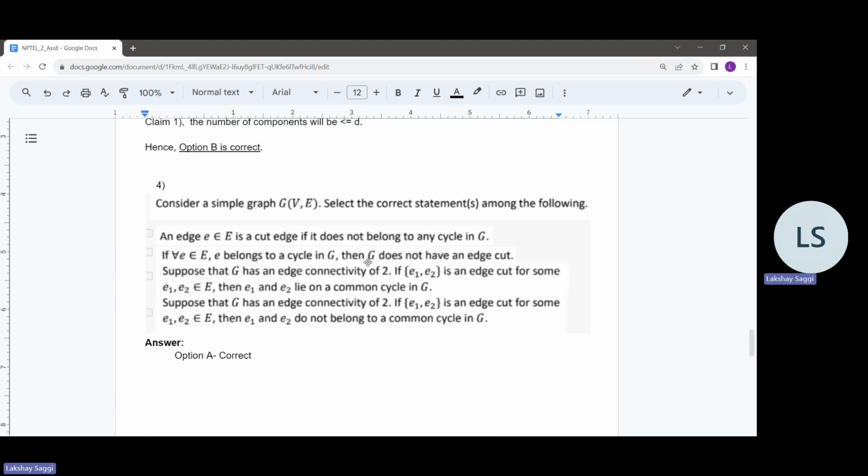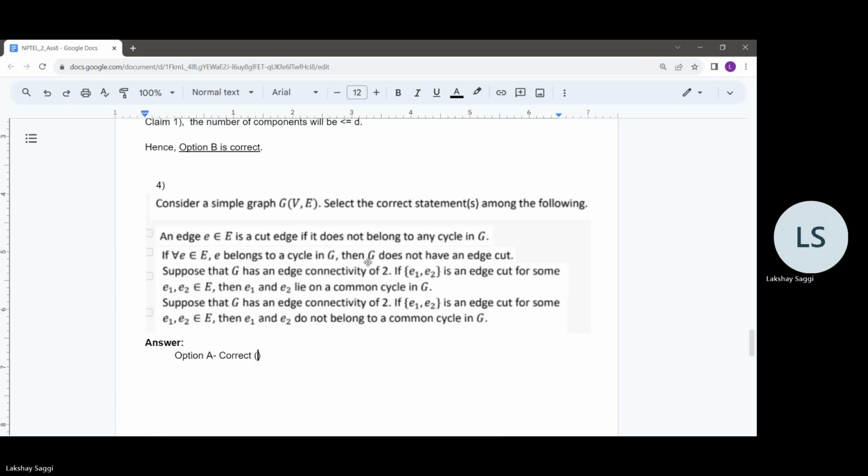Why is it true? Suppose the edge belongs to a cycle in G. Even after deleting that edge E, all the vertices of the cycle still remain connected, right? What this essentially means is that all the vertices of the graph still remain connected. So that's why E can't be a cut edge if it belongs to some cycle.